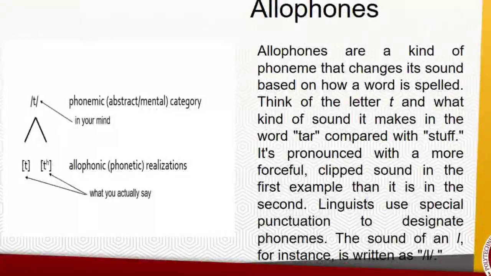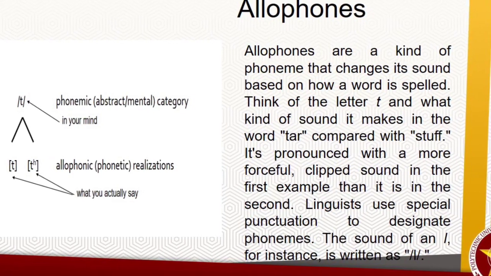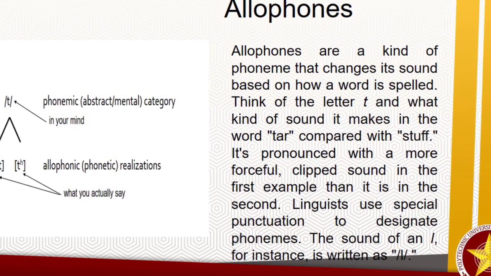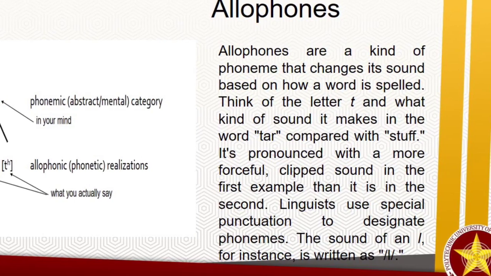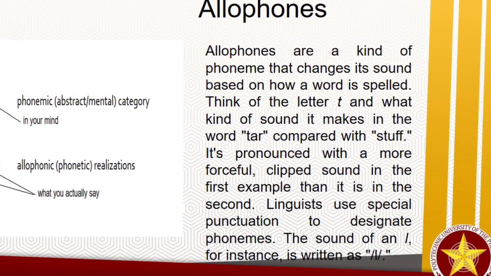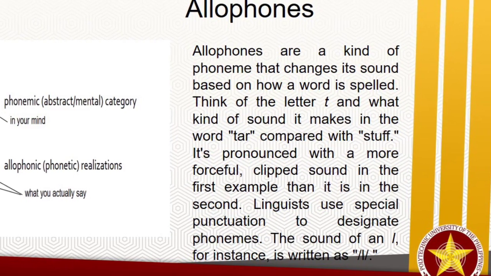Allophones are a kind of phoneme that changes its sound based on context. Think of the letter T and what kind of sound it makes in the word "tar" compared with "stuff." It's pronounced with a more forceful, clipped sound in the first example than it is in the second. Linguists use special punctuation to designate phonemes. The sound of an L, for instance, is written as /L/.